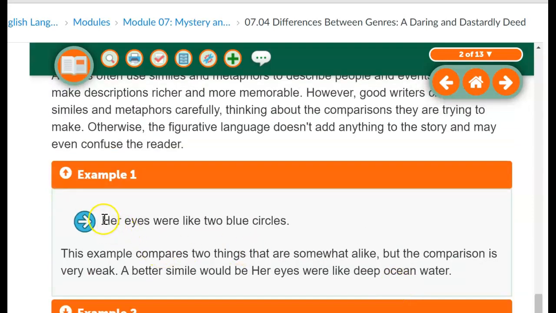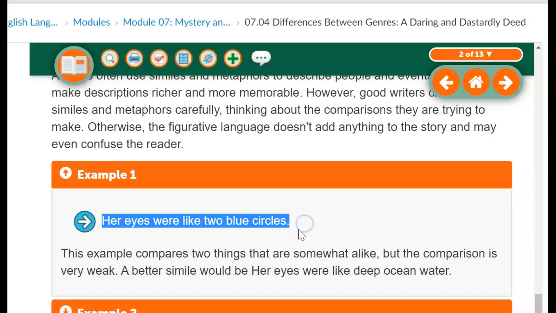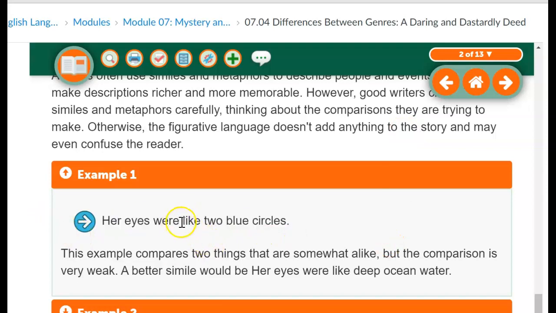All right, here's one. Her eyes were blue like two circles. Simile or metaphor? Stop in the chat, please, unless you're talking about what we're learning. Simile or metaphor? We see this word that tells us what? When we see the word like or as, it's a simile.